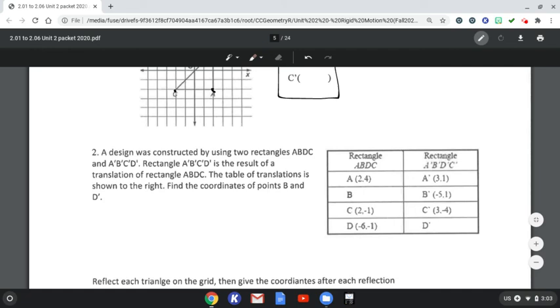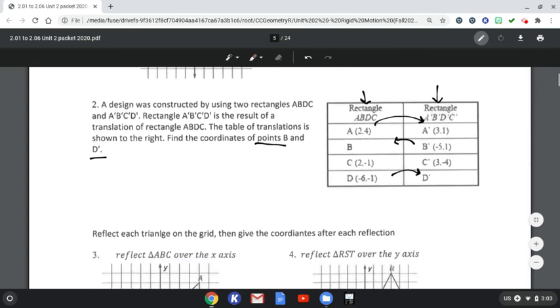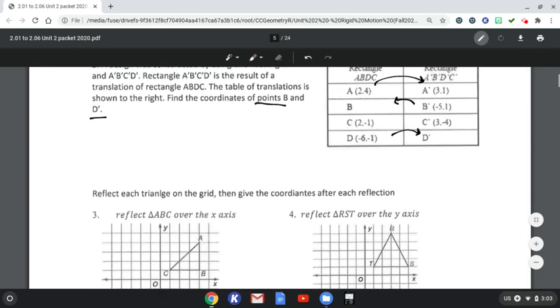Exercise 2 is a rectangle being translated. A design was constructed by 2 rectangles. ABCD is the original, and A'B'C'D' is the new. The table of translation is shown to the right. Find the coordinates of B and D prime. So if we know the translation rule from A to A prime, we're going to use that from D to D prime and work a little backwards there to find B. So that's a translation rule. I'd look back to the first full page of notes.